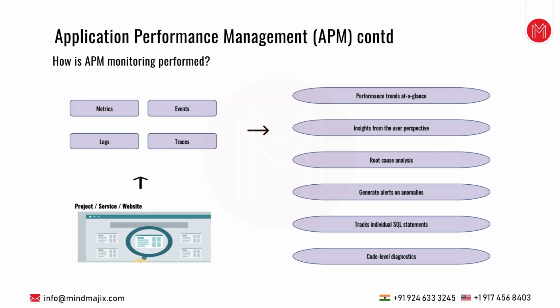So, how is application performance management performed? For example, like I gave an example of an e-commerce application before. In this scenario, what we would do is put an agent, or what we call a plugin in a normal scenario, inside the application server where the application is running. That agent will fetch logs, traces, metrics, and events for that application, using which in Datadog we can see performance trends at a glance and insights from a user perspective.